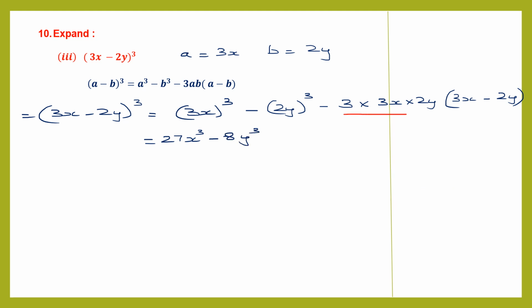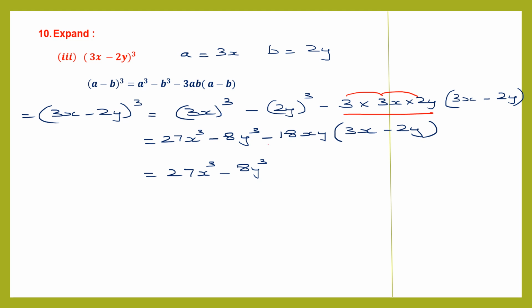Now we're going to work this. So here we have a minus sign. So let's put that minus sign. Multiply the numbers. So here we have 3 3s are 9, 9 2s are 18. We have 18 and we have 1x and 1y. And in brackets we have 3x minus 2y. So in the next step, we write 27x to the power of 3 as it is minus 8y to the power of 3 as it is.